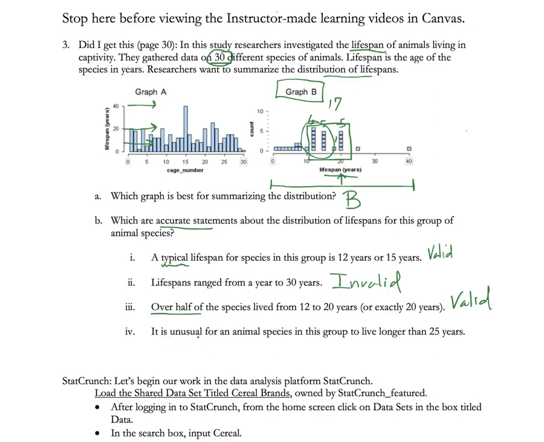Last one, it is unusual for an animal species in this group to live longer than 25 years. Okay, so typical is where we get some sort of central value. Unusual means that it doesn't happen very often. And certainly, if we look at 25 years, it does not happen very often that an animal species lives longer. So that is a valid statement as well.